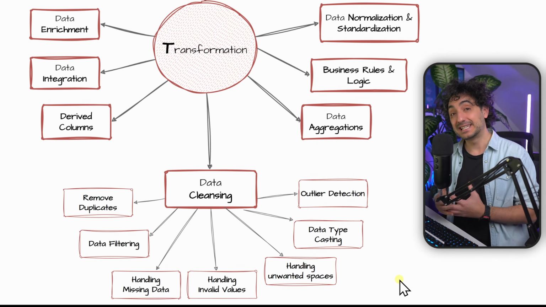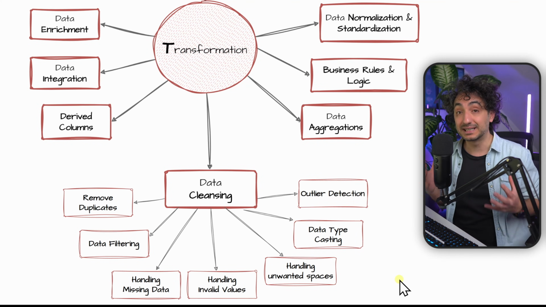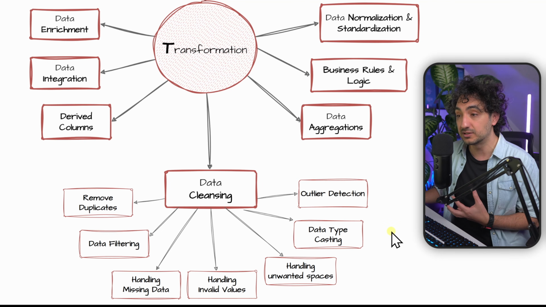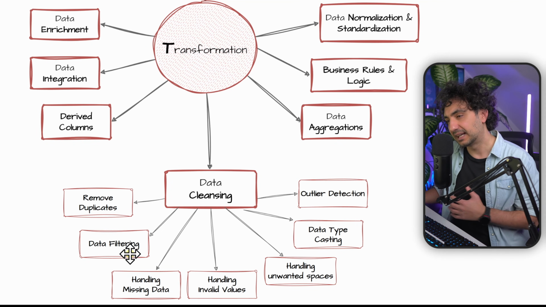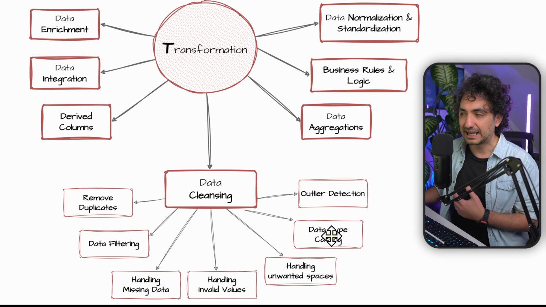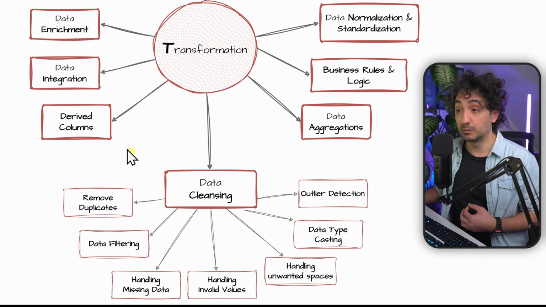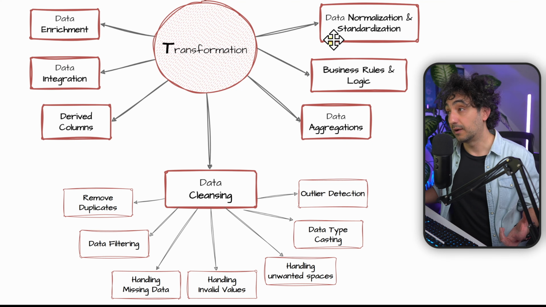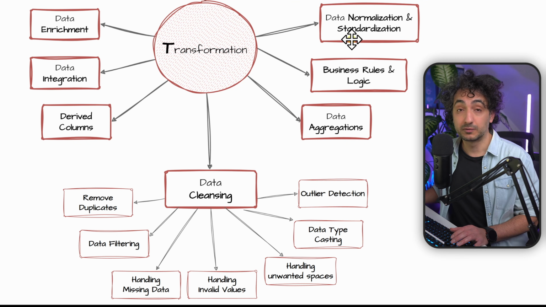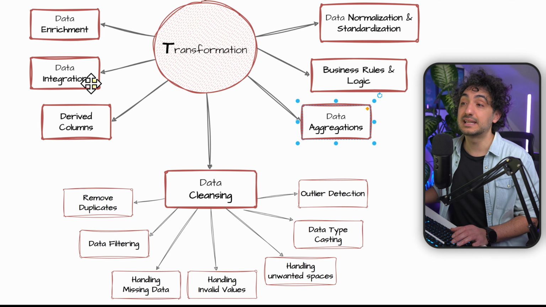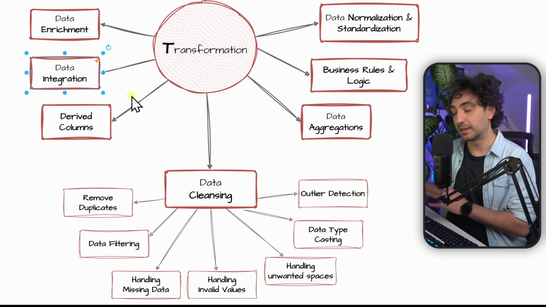Alright guys, so as you can see in the silver layer we have done a lot of data transformations and we have covered all the types that we have in data cleansing. So we removed duplicates, data filtering, handling missing data, invalid data, unwanted spaces, casting the data types, and so on. And as well we have derived new columns, we have done data enrichment, and we have normalized a lot of data. So now of course what we have not done yet: business rules and logic, data aggregations, and data integration. This is for the next layer.